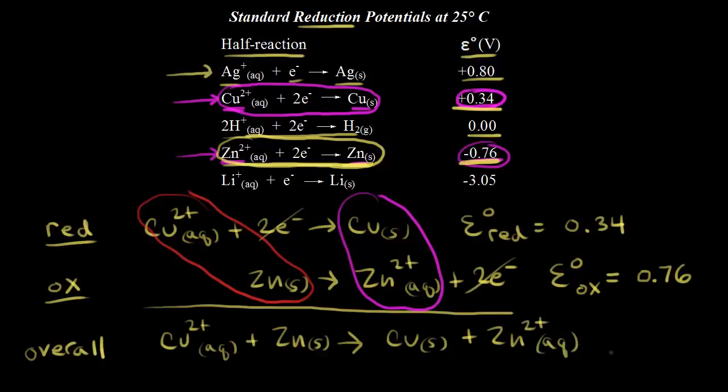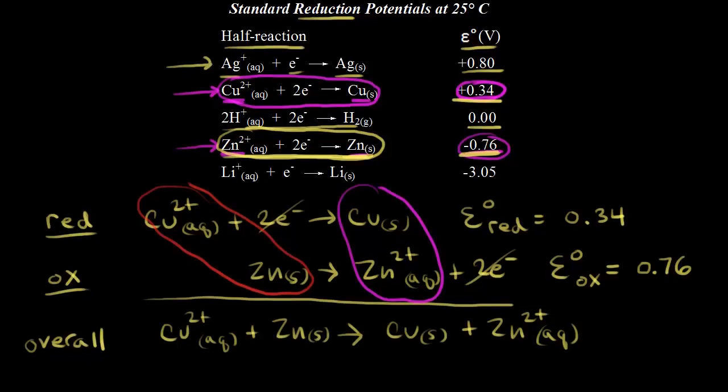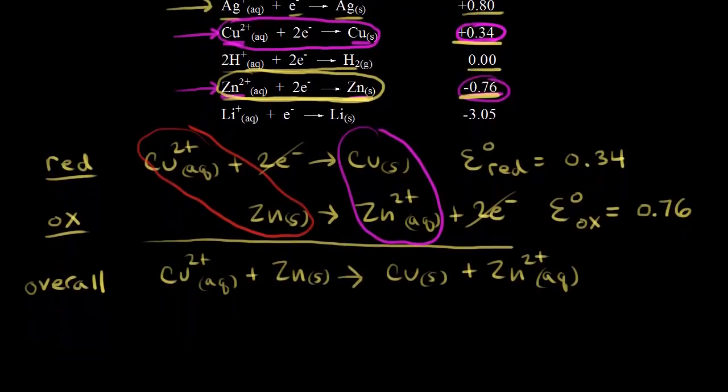This overall redox reaction should look very familiar to you because this is the spontaneous redox reaction that we've talked about in the last several videos as our example of a voltaic cell. All right, so we know this is a spontaneous reaction.